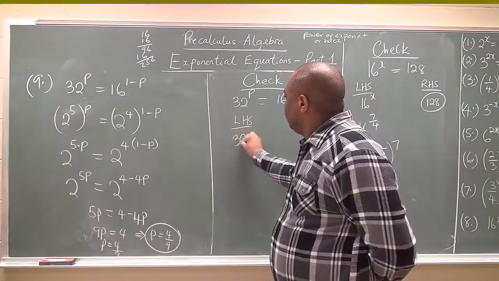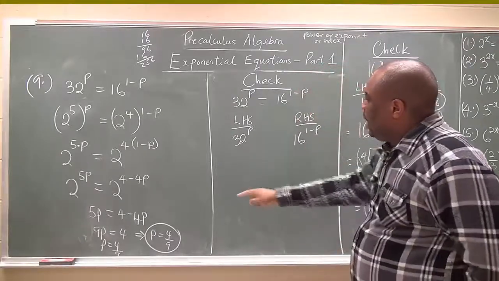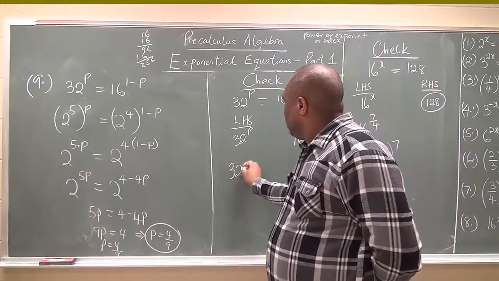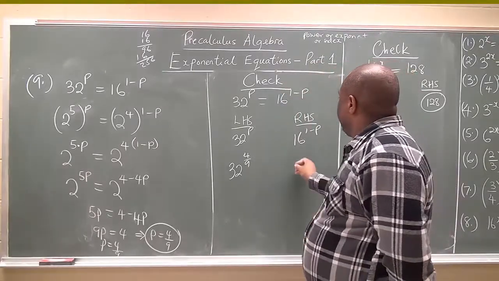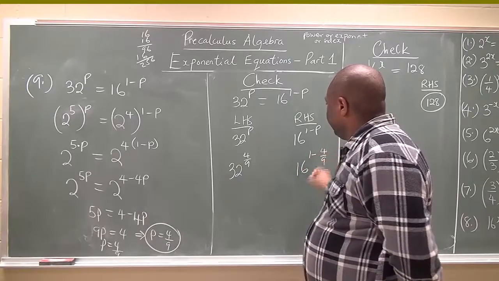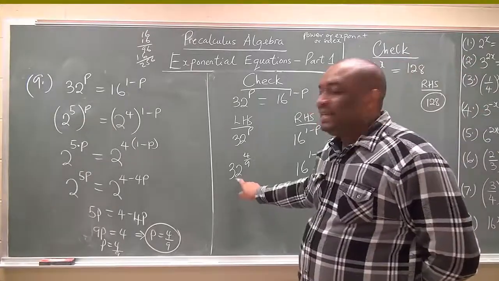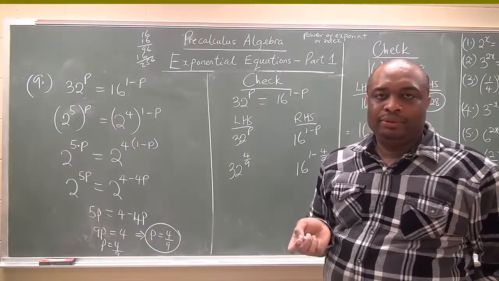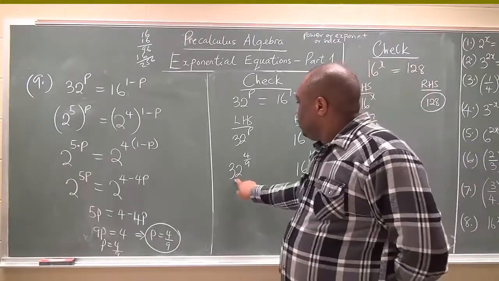Our left hand side is 32 exponent p. Right hand side is 16 exponent 1 minus p. Now our p is 4 over 9, right? So this is 32 exponent 4 over 9. And then this is 16 exponent 1 minus 4 over 9. Right? So we can go ahead and simplify this because you see you can't get the 9th root of 32. It's going to give you a decimal. If you do the 9th root of 32, it will give you a decimal. So just go ahead and simplify this.